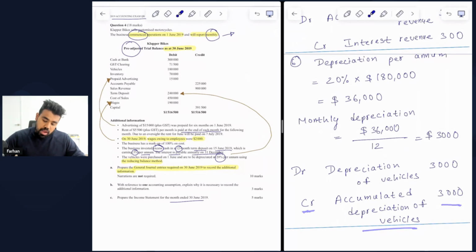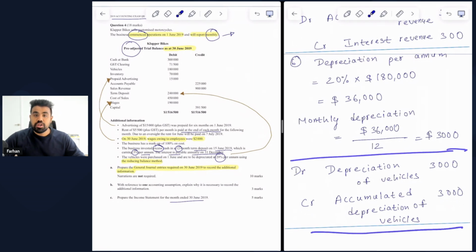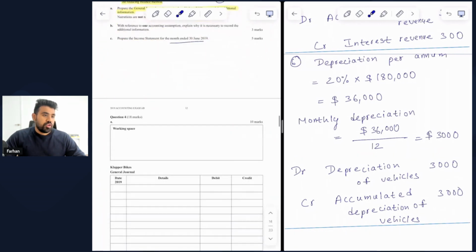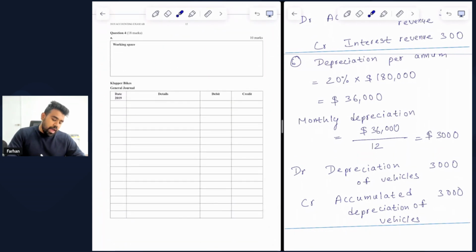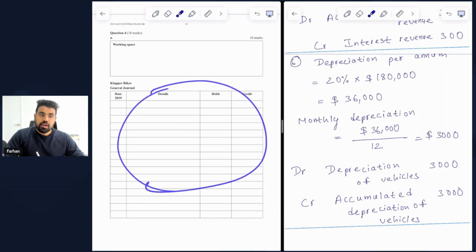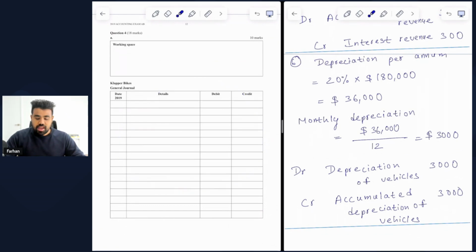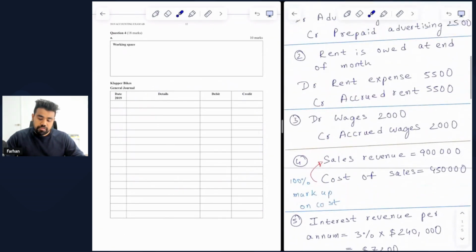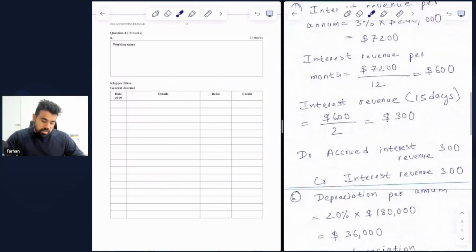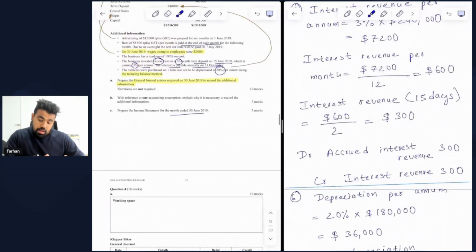So the final pair of entries for point number 6 is debit depreciation of vehicles by 3,000 and credit accumulated depreciation of vehicles by 3,000. You can include all these calculations in the outline here. I'm not going to be including that here, but you get the idea for each and every pair that we have solved today. Now the second part of the question: with reference to one accounting assumption, explain why it is necessary to record the additional information.